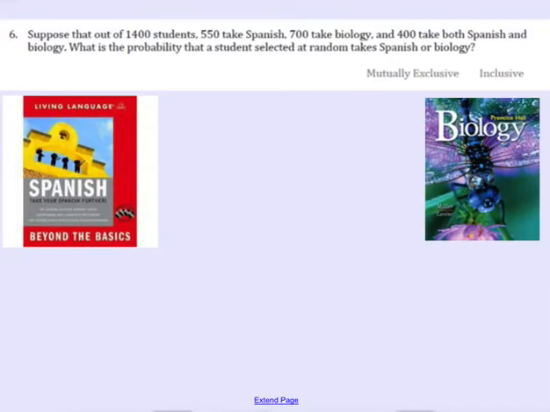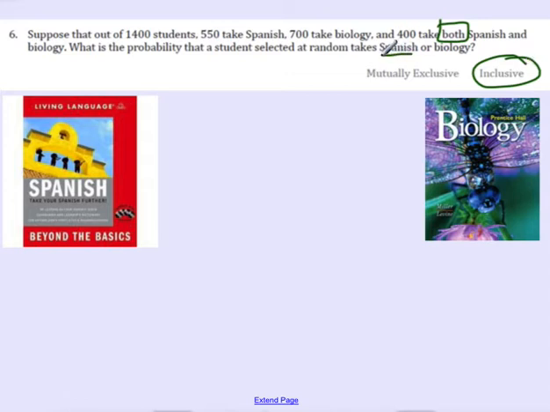Let's take a look at number 6. So out of the 1,400 students, 550 take Spanish, 700 take biology, and 400 take both. Here's a hint. If in the word problem it says that there is a both portion that exists, it has to be inclusive because it's telling us that someone could be taking Spanish and biology.